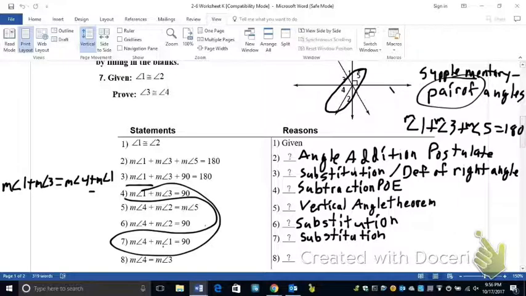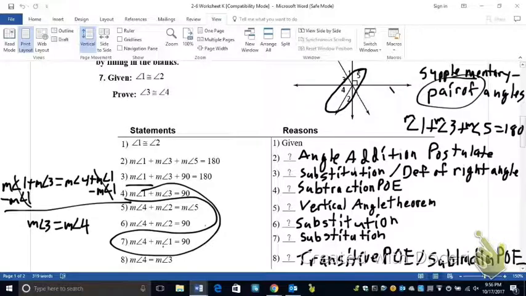Okay? And then we would subtract the measure of angle 1 from both sides, and then we'd get the measure of angle 3 equals the measure of angle 4. So what's really happening here is we're using both the transitive property of equality and the subtraction property of equality. They just combine that into one step, which you normally don't see, but again, I think that the people are just trying not to overwhelm students by giving them a 15-step proof.